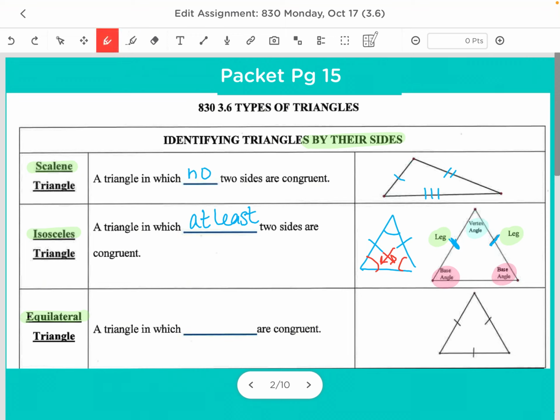So an equilateral triangle sounds exactly like what it is, since equi means equal. It's a triangle in which all sides are congruent. So we can represent that by having tick marks here as well.